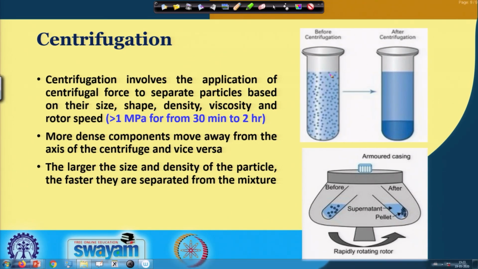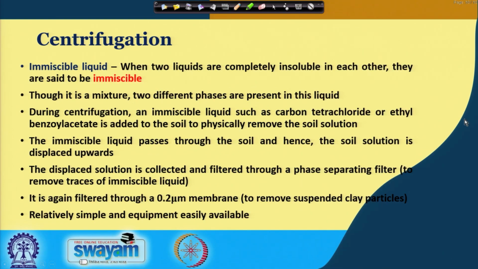As you can see, before centrifugation the particles are suspended, however after centrifugation the particles are settled down, forming pellets, and the more dense components move away from the axis and form the pellets. In this way we can separate different particles based on their size, shape, density, viscosity and rotor speed. In case of centrifuge, there is a term called immiscible liquid.